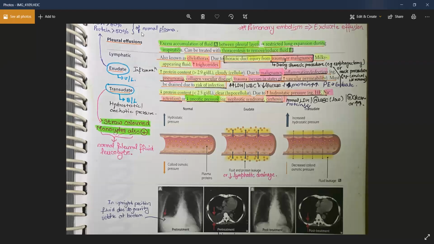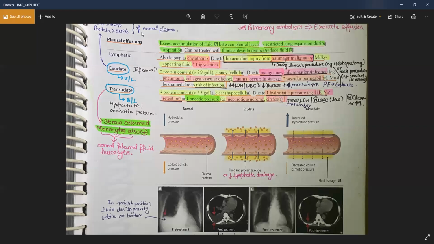Now see, again, a very important concept. Normally, when you have this exudative type of pleural effusion, would it be infectious or non-infectious type? I mean, contaminated or non-contaminated type?